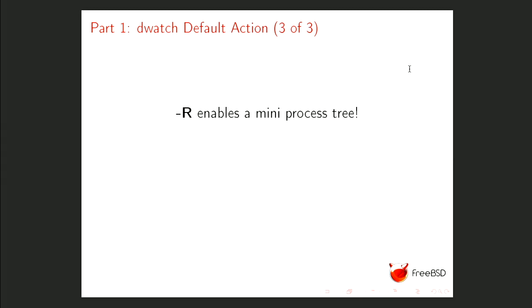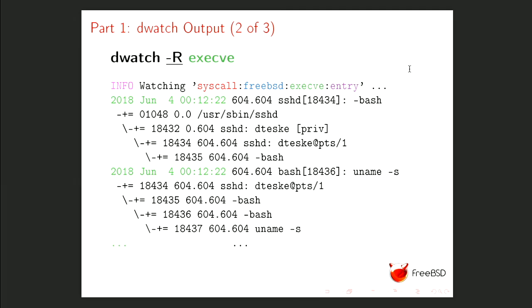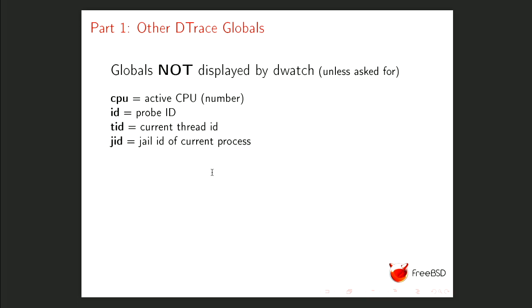And this is cool. A -R will enable a miniature process tree. So here, I've said watch execve so that I can watch processes being executed in real time. So this sshd for the first block, there's two blocks on the screen right here. The first block is an sshd PID 18434, just execve bash, which has the parent process of sshd, which has another parent process of sshd, which has a parent process of the master sshd accepting incoming connections on port 22. And then the next block is, of course, me running uname inside that forked bash. I don't print all the globals that DTrace has either. You don't get CPU ID, TID, or JID for my default action, but you can ask for it.